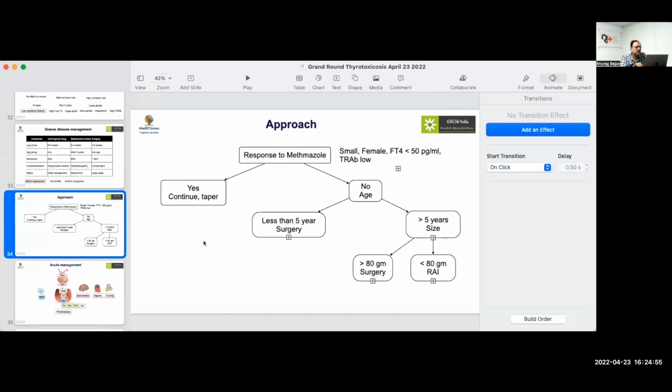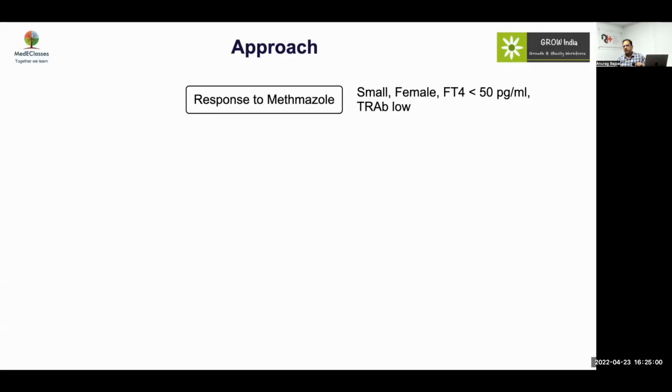So I think there were a lot of questions. We'll just have one slide on overview of management and then we will close. We'll have another session on management subsequently. So the initial treatment basically is beta blockers along with methimazole. Now, which beta blocker to choose?